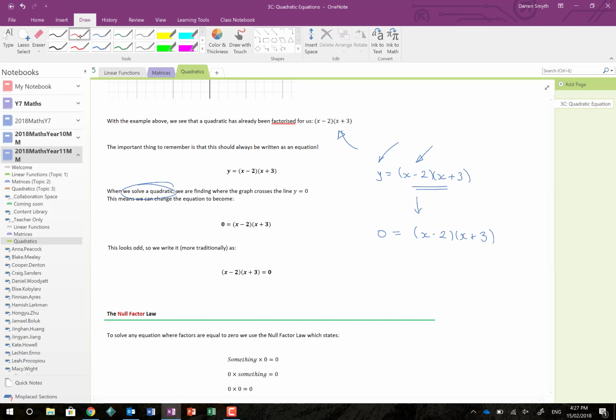Now that to me looks strange. We generally don't write it in that form. We would normally write it the other way around. So you would have x minus 2, x plus 3 equals 0. That is the first stage to solving this equation.